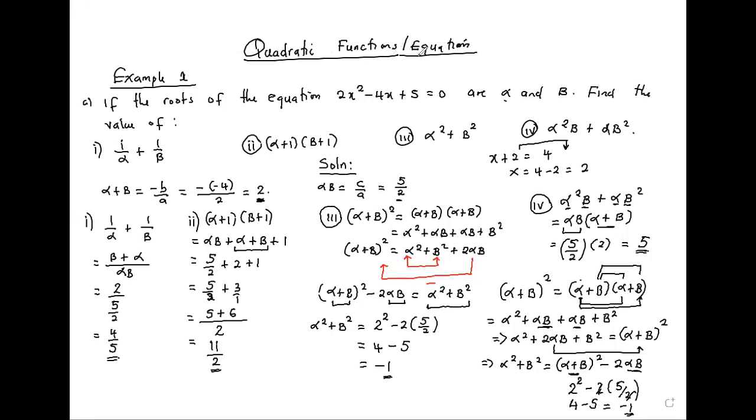So you always get alpha plus beta and alpha beta from the equation here. And then you solve the equation as you don't know what alpha plus beta and alpha beta are. When you see alpha plus beta in your solving, then substitute what it is because you know what it is.